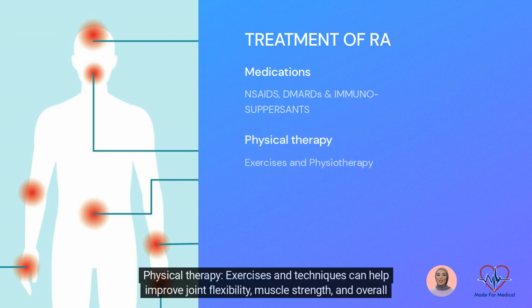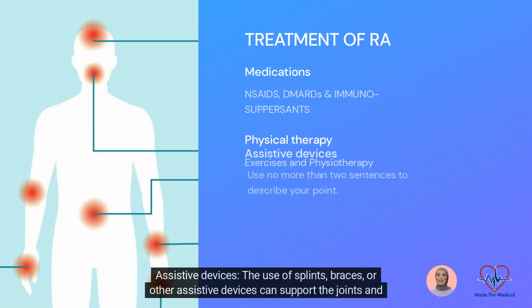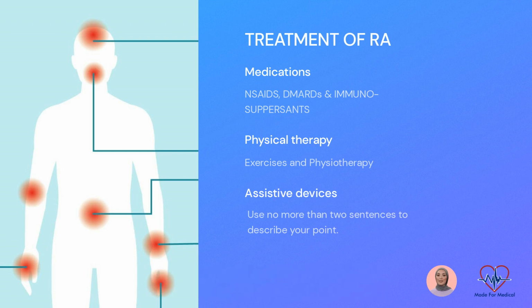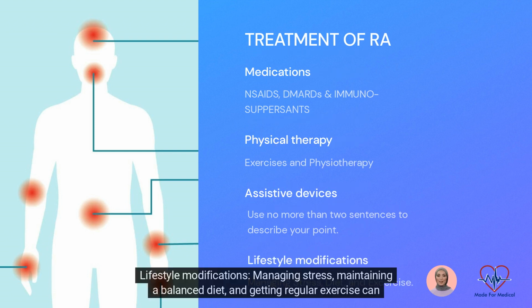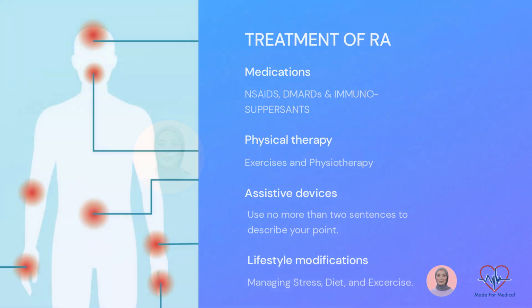Physical therapy, exercises and techniques can help improve joint flexibility, muscle strength, and overall function. Exercises and therapeutic interventions to improve joint mobility, strength, and function. Assistive devices. The use of splints, braces, or other assistive devices can support the joints and alleviate pain. Lifestyle modifications. Managing stress, maintaining a balanced diet, and getting regular exercise can all contribute to managing the disease.